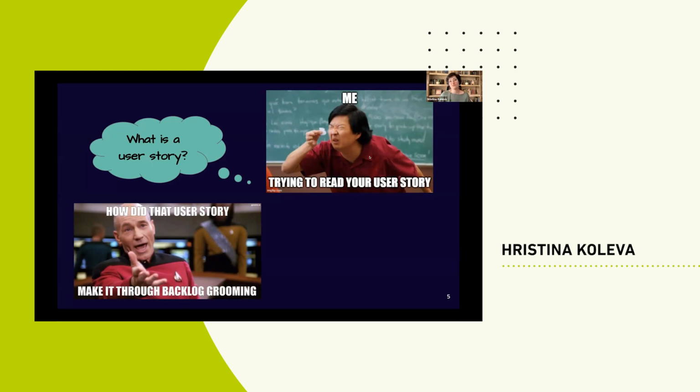It streamlines communication. It makes it easy for everyone to understand what we should build, what customer value we should deliver at the end of the sprint. I talked to many people about it. I talked to the fathers of the user stories. And I've realized that the user story shouldn't be that good.